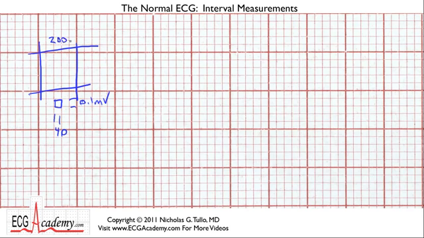For those of you who are used to seconds, there's 25 millimeters in a second, so that's 5 big boxes. That means each box is 1/5 of a second. I frankly don't like using fractions, but some people do. Anyway, so much for the grid. Let's talk about the ECG.